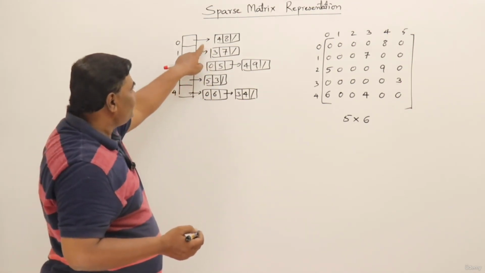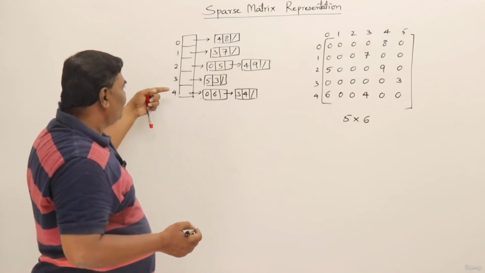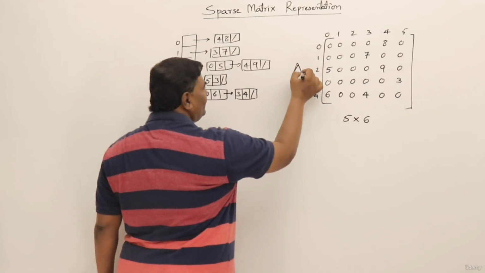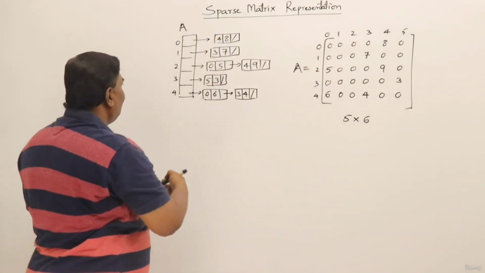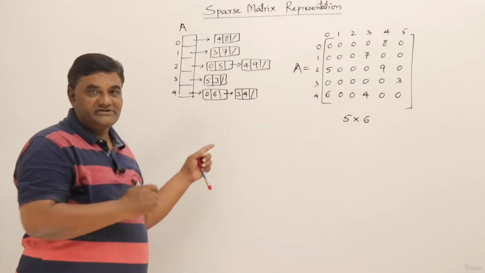So this is the structure. This is a linked list, this is another linked list, this is another linked list. So all these are linked lists. It's an array of linked lists, and if the name of this array is A, then we can call it A is an array of linked lists. Now how can we form this structure?